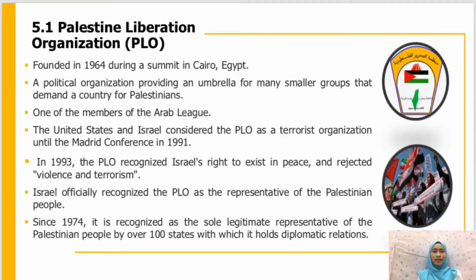The United States and Israel considered the PLO a terrorist organization until the Madrid Conference in 1991. In 1993, this organization recognized Israel's right to exist in peace and rejected violence and terrorism. Israel then officially recognized the Palestine Liberation Organization as the representative of the Palestinian people. Since 1974, this organization has been recognized as the sole legitimate representative of the Palestinian people by over 100 states with which it holds diplomatic relations.